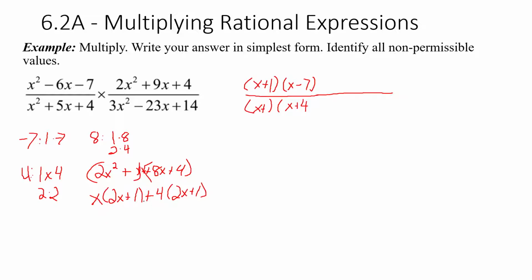And now from these 2 terms, the x times 2x plus 1 and the 4 times 2x plus 1, we're going to factor out the 2x plus 1 out of this and this. And what you're left with is x plus 4. So that's what this trinomial is going to turn into. So 2x plus 1 and x plus 4.